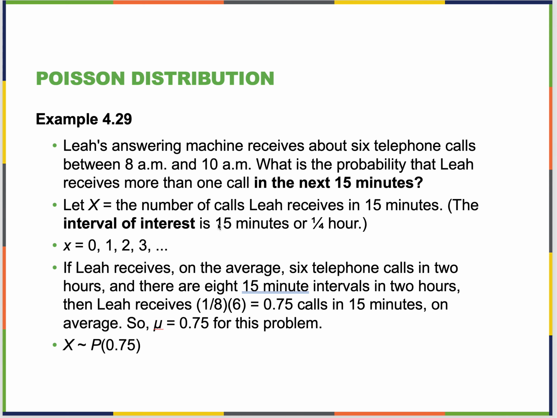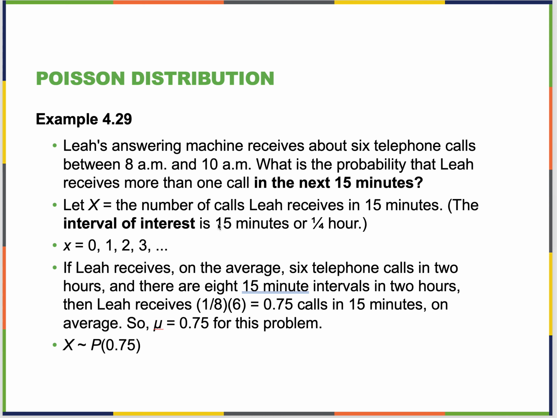Okay, so here's one. This is example 4.29. This person, Leah, has an answering machine. It receives 6 phone calls between 8 a.m. and 10 a.m. So what is the probability that Leah receives more than one phone call in the next 15 minutes? So the number of phone calls Leah receives in 15 minutes, well, 15 minutes is a quarter of an hour. So that's going to be x, and x goes from 0, 1, 2, 3, and she could get an infinite number of phone calls, even though that's not very probable.